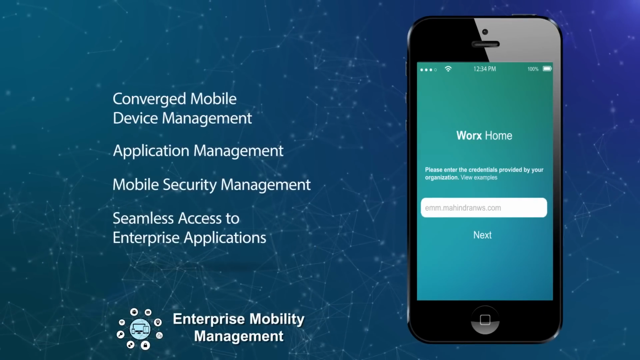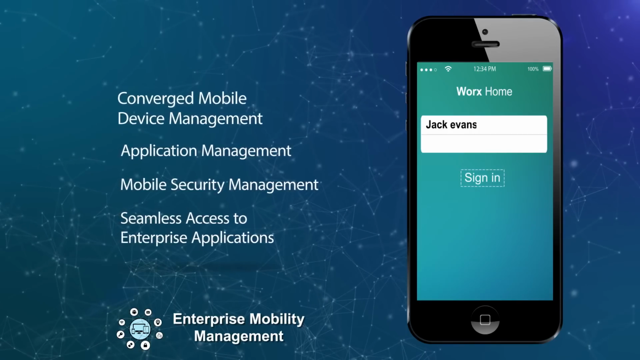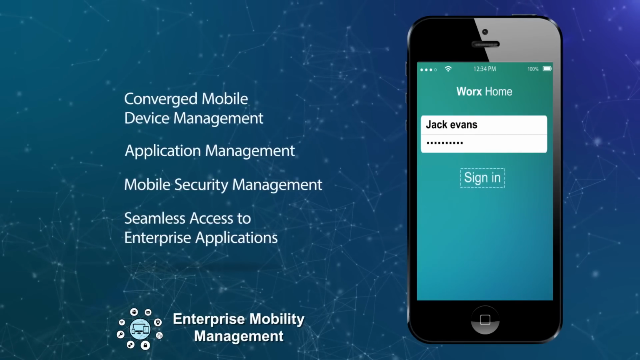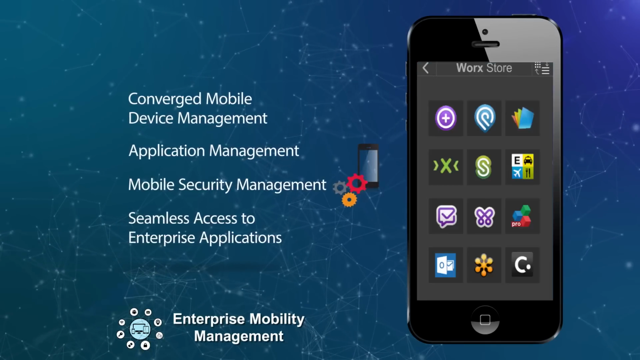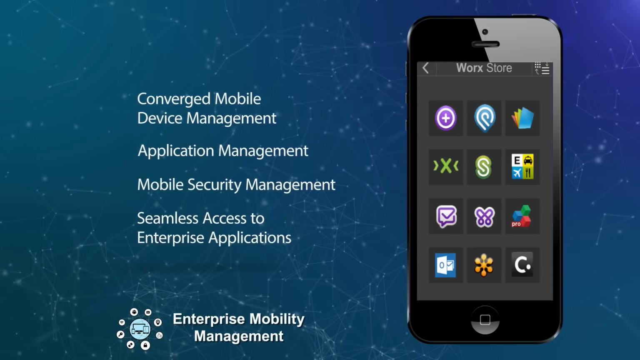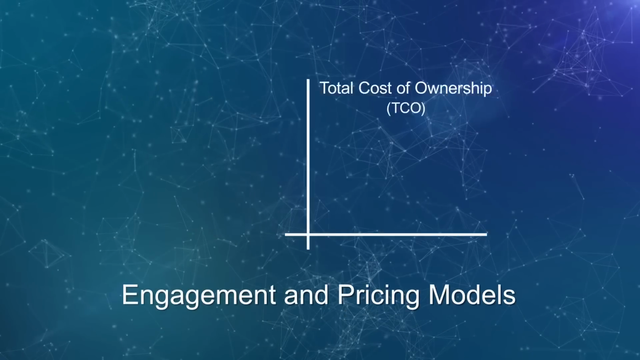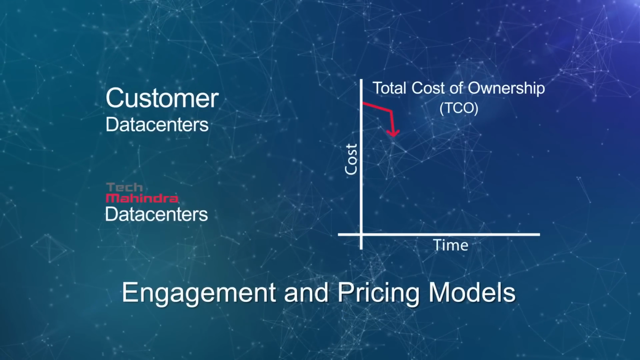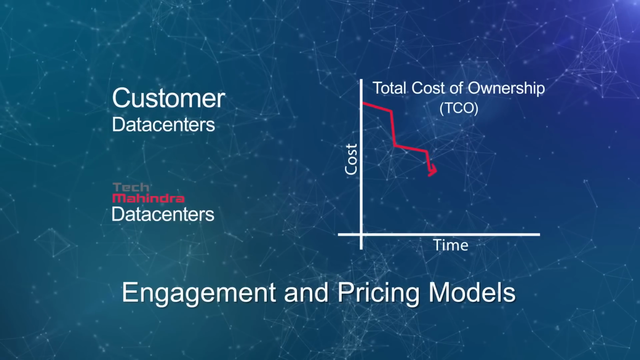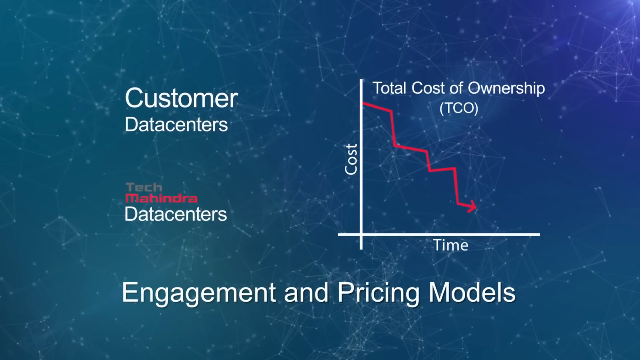Enterprise Mobility Management Services provide a comprehensive suite for converged mobile device management, application management, mobile security management, and mobile lifecycle management. This provides users a seamless access to enterprise applications. Waas Next services are low on TCO. They are offered either as on-premise hosted services in customer data center or from a state-of-the-art Tech Mahindra data center.